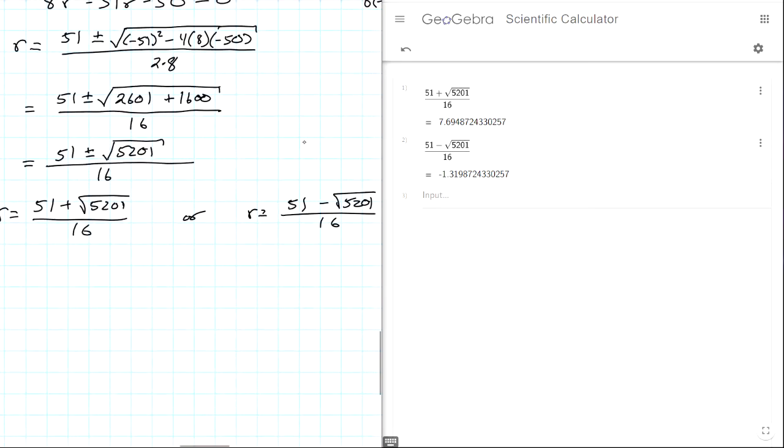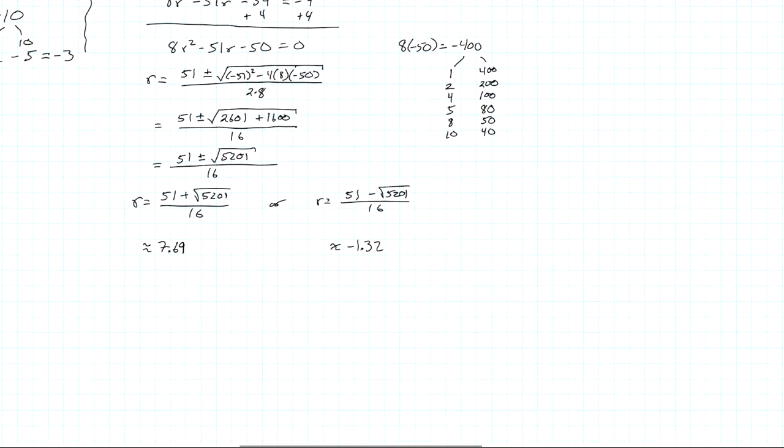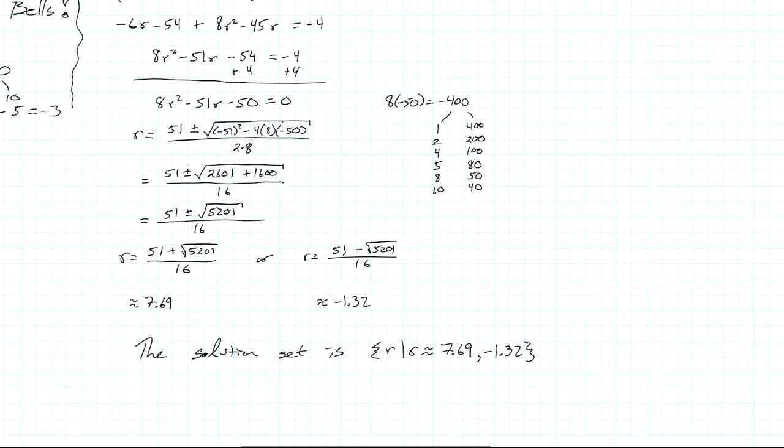So we have approximately 7.69 and approximately negative 1.32. Let's go ahead and put that calculator away and get our conclusion. The solution set is the set of r values such that r is approximately 7.69 or negative 1.32. I didn't take the time to check those in the original.